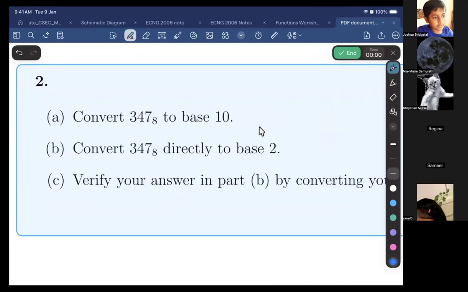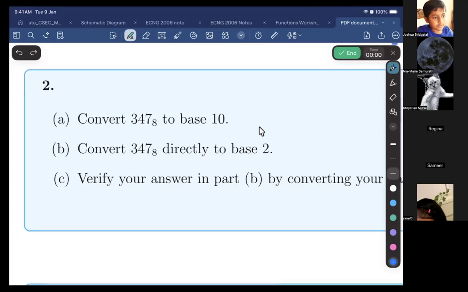Okay, Mira, read 2A for me. Convert 347 base 8. This means 347 base 8 to base 10.